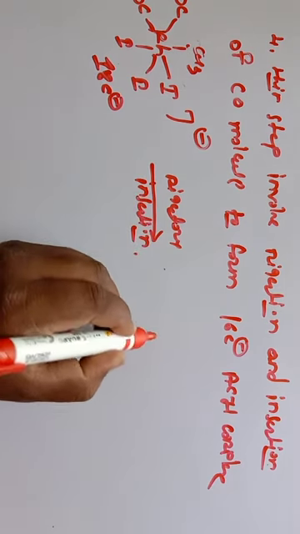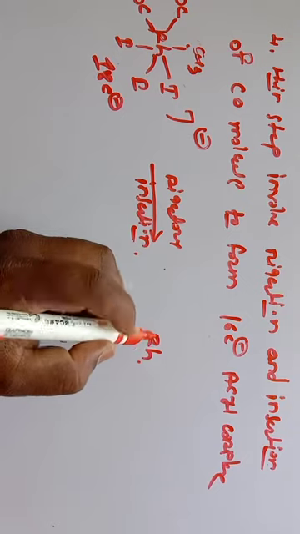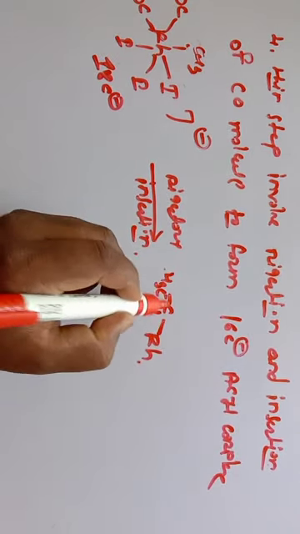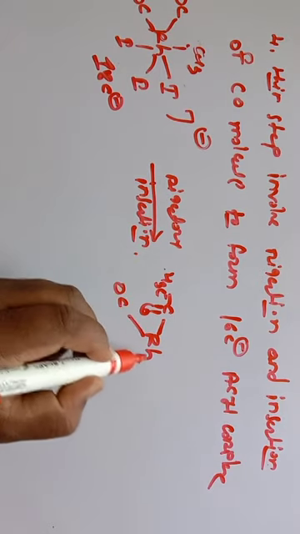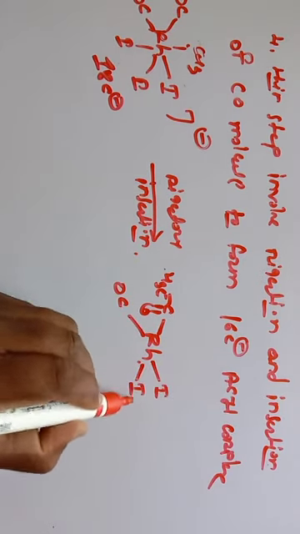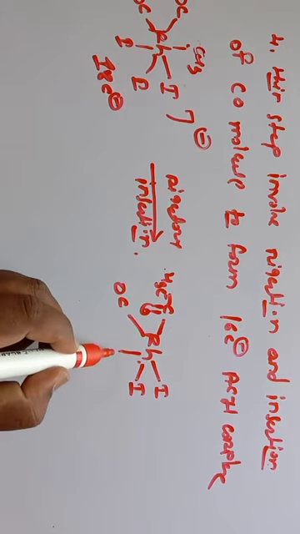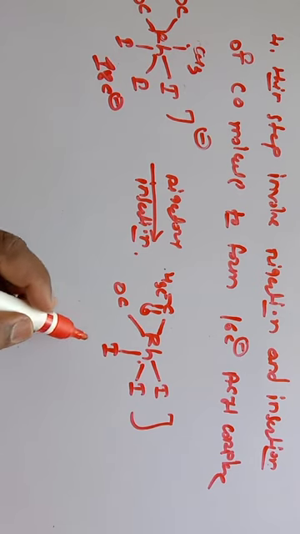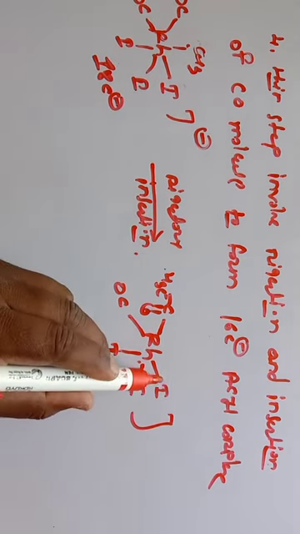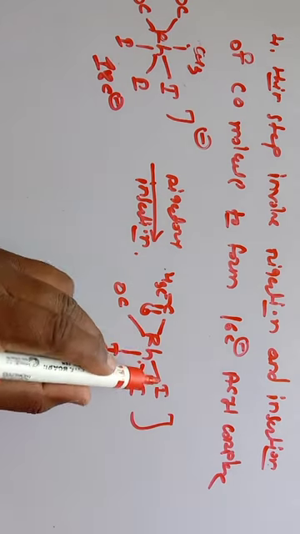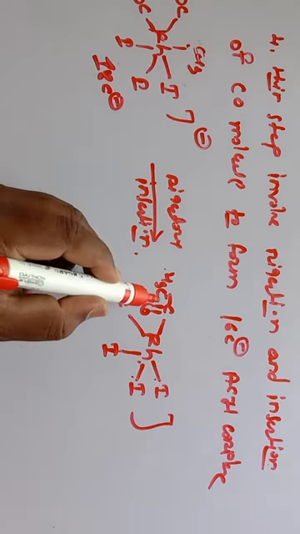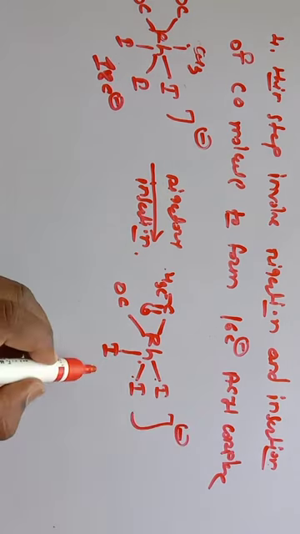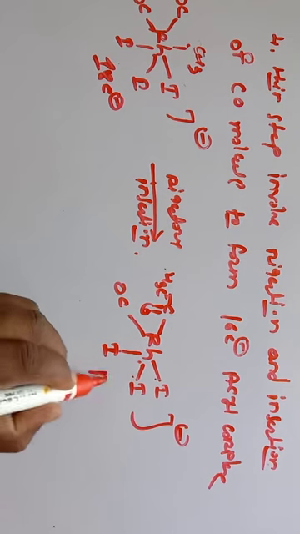Here we get Rh, C double bond O CH3, this is your carbonyl, and these are your iodines. If you count the electrons, rhodium 9, 10, 11, 12, 13, 14, 15, and to make 16 electrons it has a negative charge. That is your acyl complex.